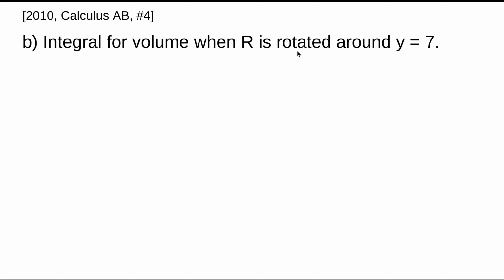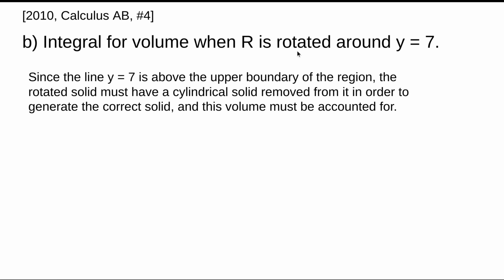So one of the things to notice is that the line y equals 7 is above the upper boundary of this region. So if we rotate this region around the line y equals 7, there's going to be a cavity. Basically a giant cylindrical shaped hole that's been bored out from the middle of this solid. All right, so we have to account for that somehow. So what we need to do is find the volume using our big radius. In this case, that radius is going to be from the function 2 square root x.